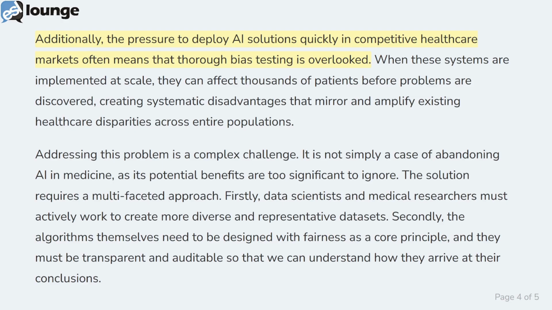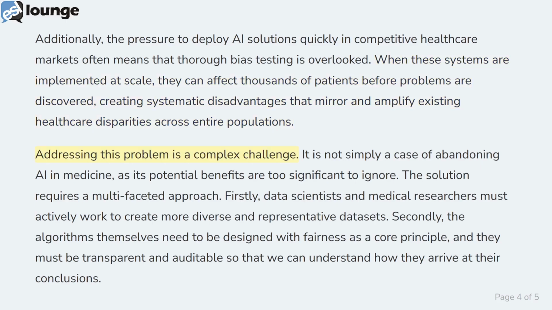Additionally, the pressure to deploy AI solutions quickly in competitive healthcare markets often means that thorough bias testing is overlooked. When these systems are implemented at scale, they can affect thousands of patients before problems are discovered, creating systematic disadvantages that mirror and amplify existing healthcare disparities across entire populations.